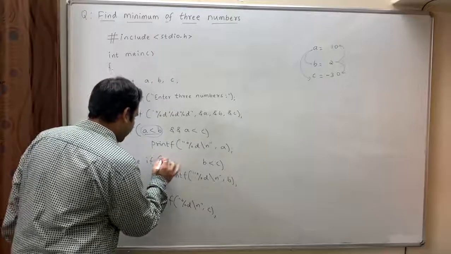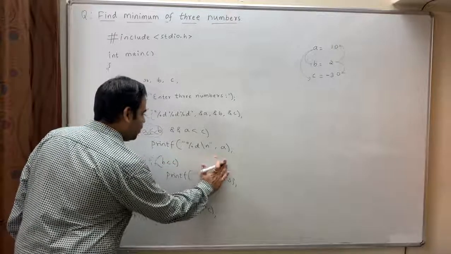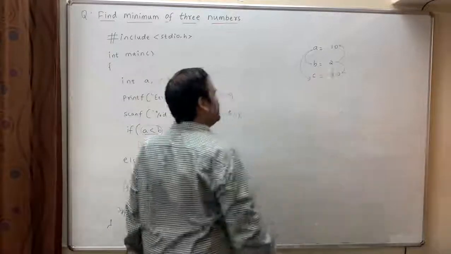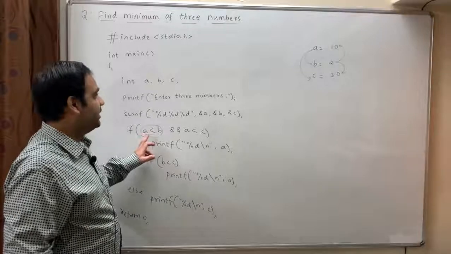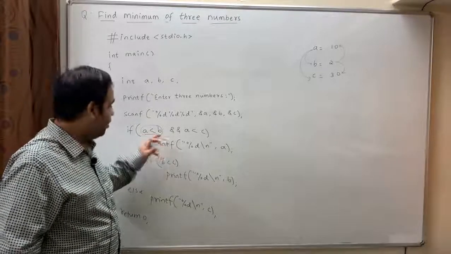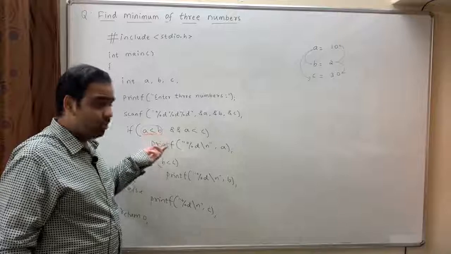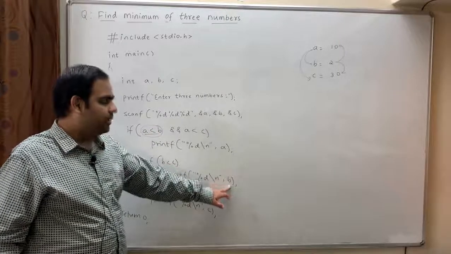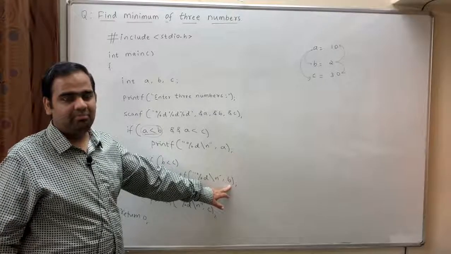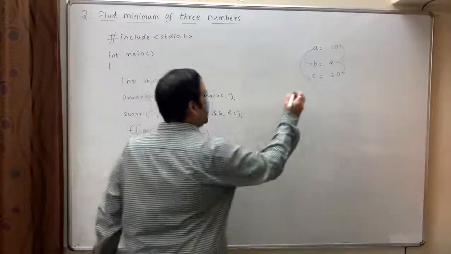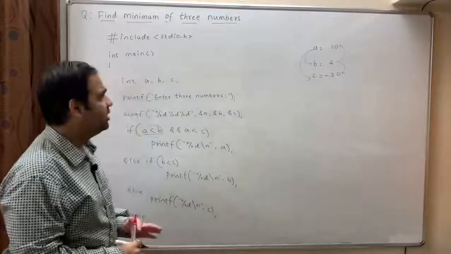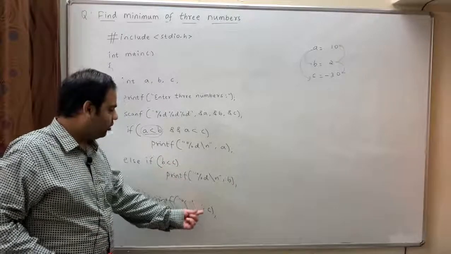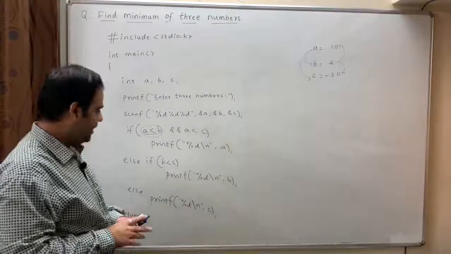Now the question is, sir, will it work? Let us see whether it will work or not by taking B as minimum. Let's take A is 10, B is 2 and C is 30. Now you check here 10 less than 2, the condition is false. Now you have already checked A and B, there is no point in checking A and B again. 2 less than 30, yes, and you print 2 as the minimum. Let's take C as minimum, minus 30. 10 less than 2, it is false. 2 less than minus 30, it is also false, and it will print minus 30 as the answer.